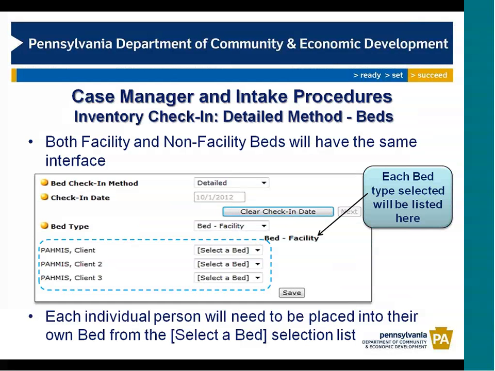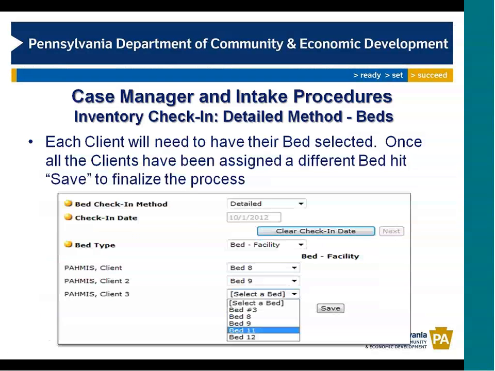For facility or non-facility beds, which are both beds, whichever one's picked will have the same interface. Depending on the number of clients included during this enrollment check-in loop, it'll dynamically build the screen. It could be 1 person, could be 10 people, and each one of them will have a bed selection next to them. The system will have all the vacant and open beds that these clients can be checked into. Again, it builds them dynamically, so any bed that's currently filled won't be available. You assign each person a bed from the drop-down list.